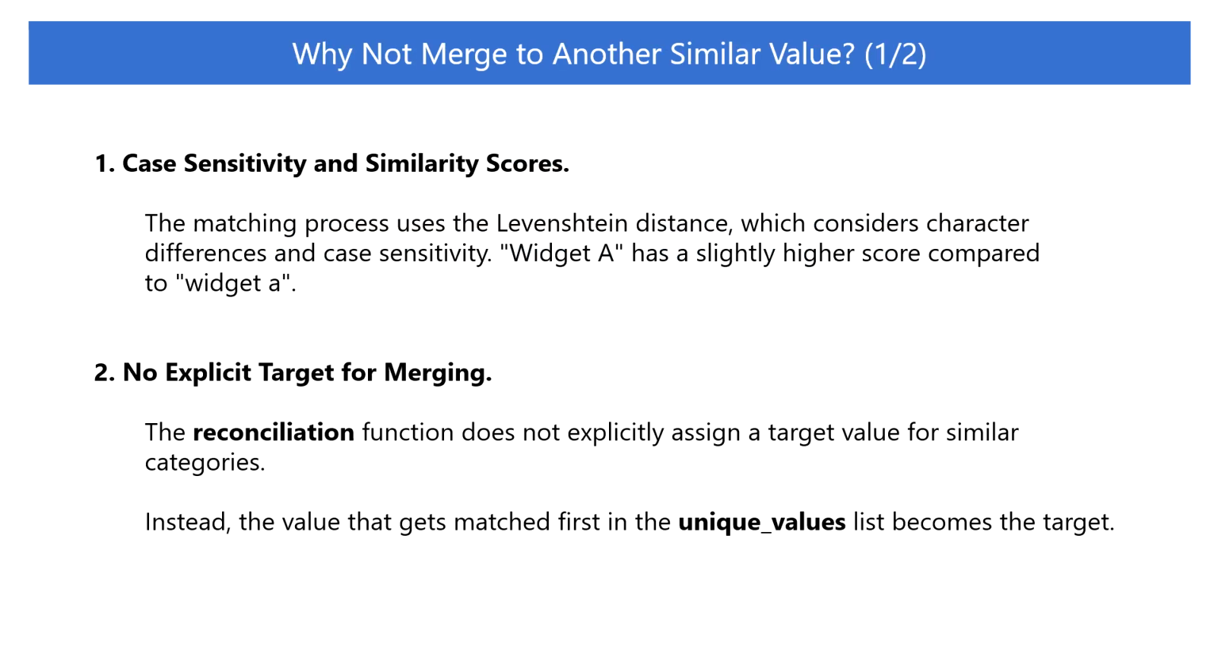So, why not merge to another similar value? The first reason is case sensitivity and similarity scores. The matching process uses the Levenshtein distance, which considers character differences and case sensitivity. Widget large A has a slightly higher score compared to widget small a. The second reason is that there is no explicit target for merging. The reconciliation function does not explicitly assign a target value for similar categories. Instead, the value that gets matched first in the unique values list becomes the target.